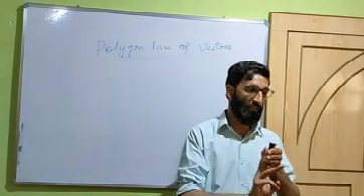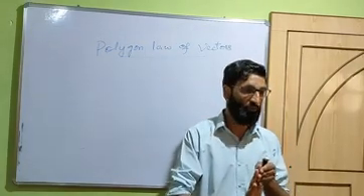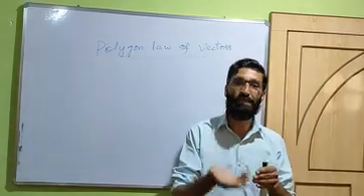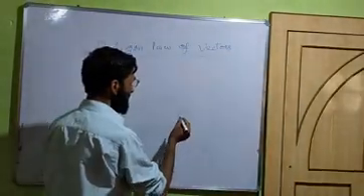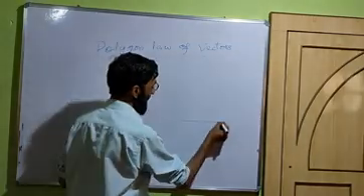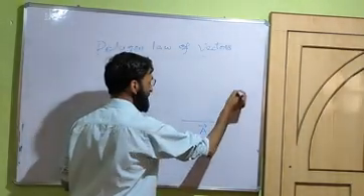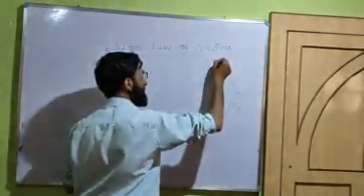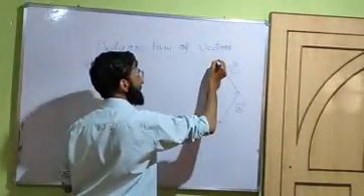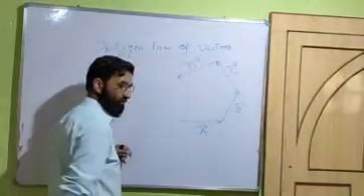Suppose we have 4 vectors, A, B, C and D, and we have to add them together. We make use of polygon law of vectors. Like this: suppose we have 4 vectors. Vector A, vector B, vector C and vector D. And we have to add these 4 vectors.